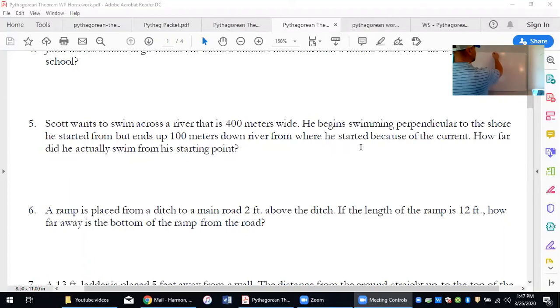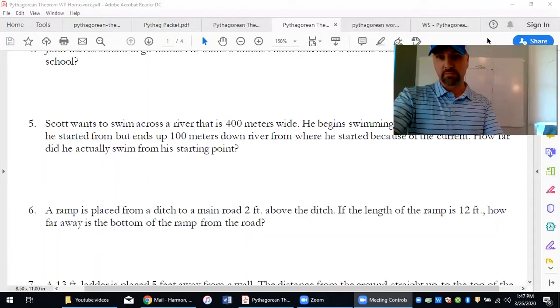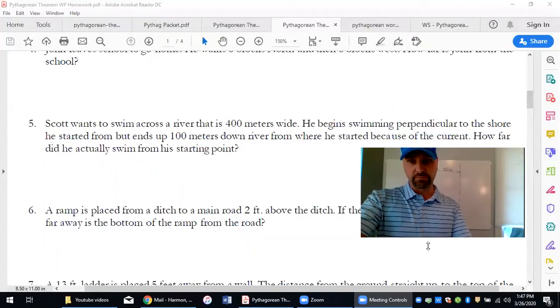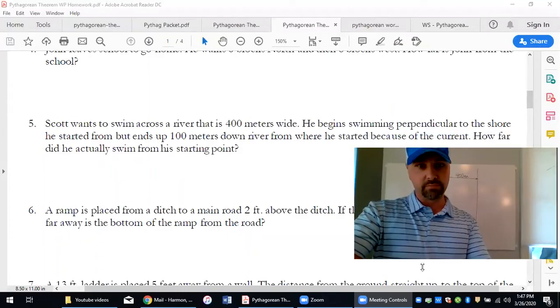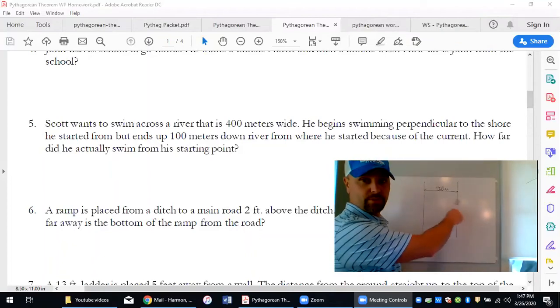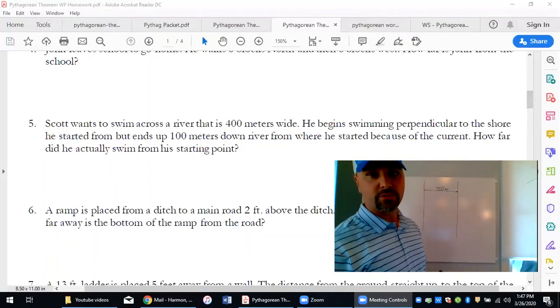So I know there's a river. So I'm going to draw the river. I know that the river is 400 meters wide. So I'm going to go ahead and draw across my river that is 400 meters wide. Let's see if I can make this bigger. So you can see my river. I just drew across its 400 meters.